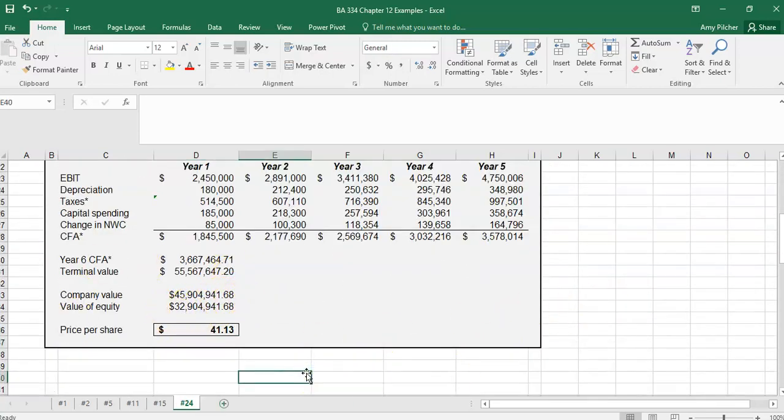So we kind of did an opposite calculation to find our value of equity and our price per share, utilizing information we have about the cash flows from assets, its projected growth rate, and its current debt.